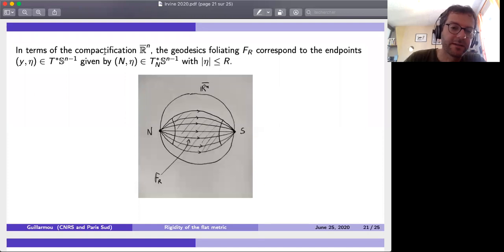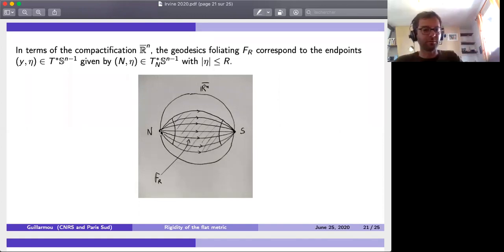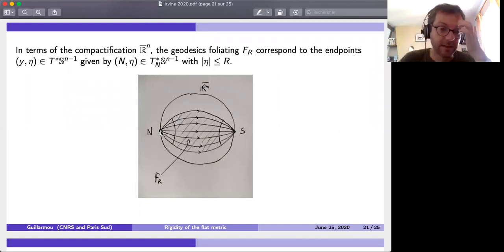So what you can see is that in terms of this y, eta coordinate describing the asymptotic endpoint, all these geodesics, if you look at their backward endpoint or forward endpoint, also correspond to y equal the north pole, at least when you look at backward, what I call the north pole. So it's the one on the left, the infinity on the left. And the covector eta will basically be in a ball, eta less than or equal to R.